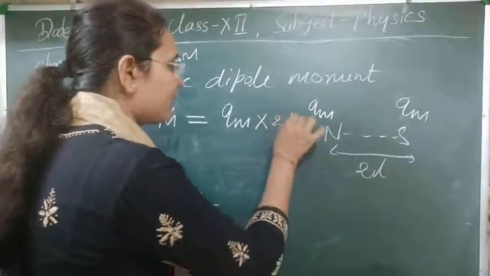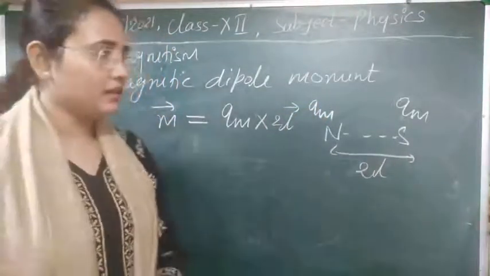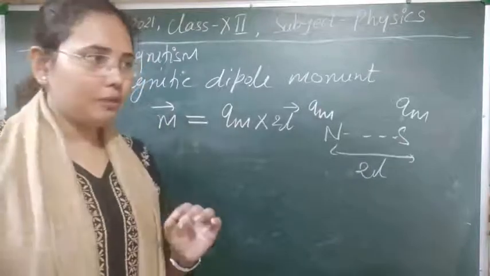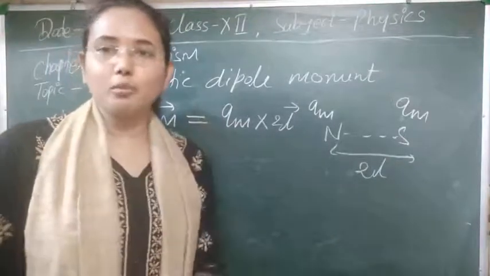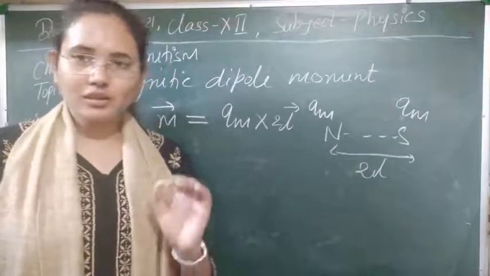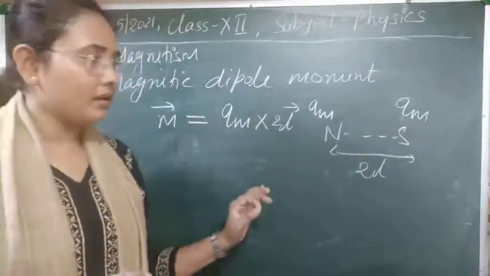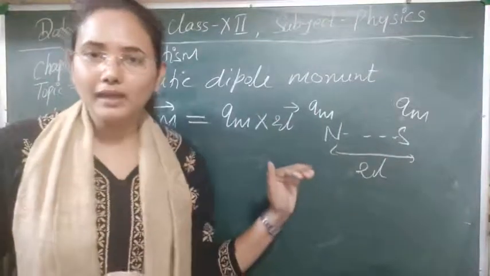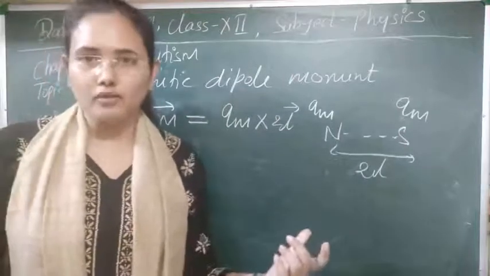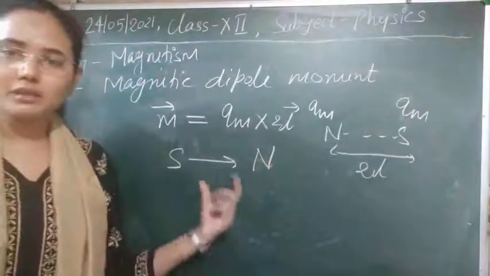And as this is a vector, it is always directed in one direction. Remember that in the case of the electric dipole, the dipole moment is always directed from the negative to the positive end. In the same way, the magnetic dipole moment, as it is a vector quantity, will have some direction, and its direction is from south to north always. So the magnetic dipole moment is always directed from south to north. This term you should have clear.